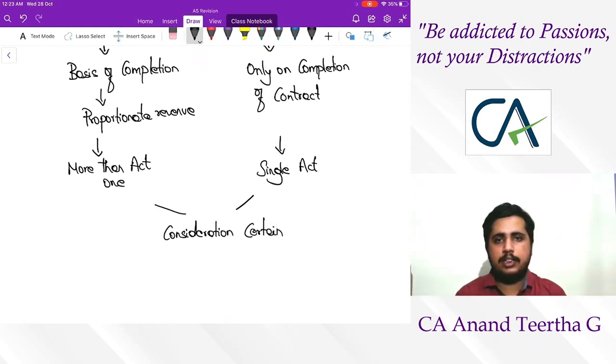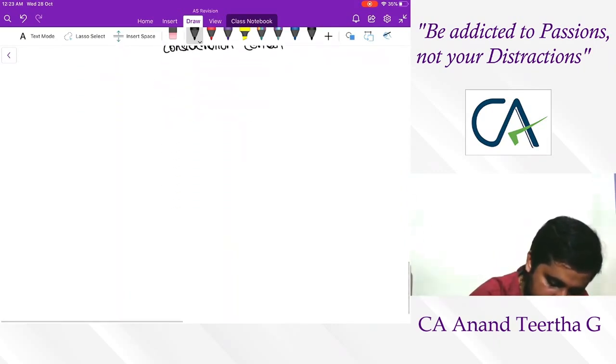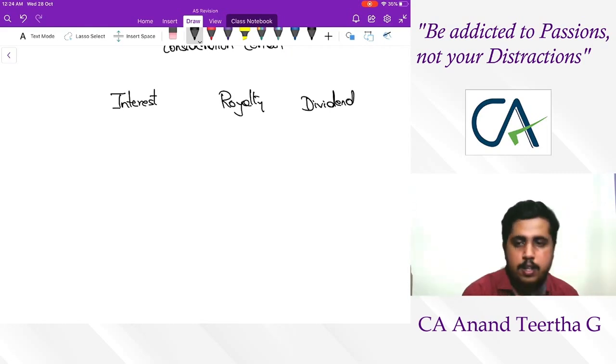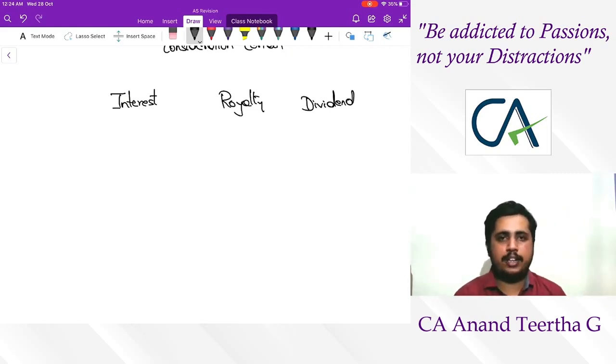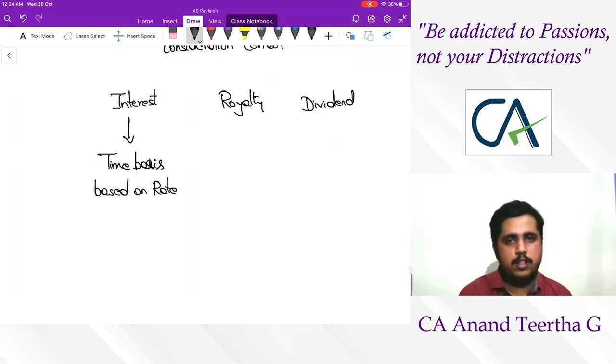Okay, so this is how service revenue should be recognized. Now the next one, those three: interest, royalty, dividend. Now, how should interest revenue be recognized? The requirement for interest revenue is that it is done on a time basis, based on the interest rate. So based on the interest rate, it is recorded on a time basis.